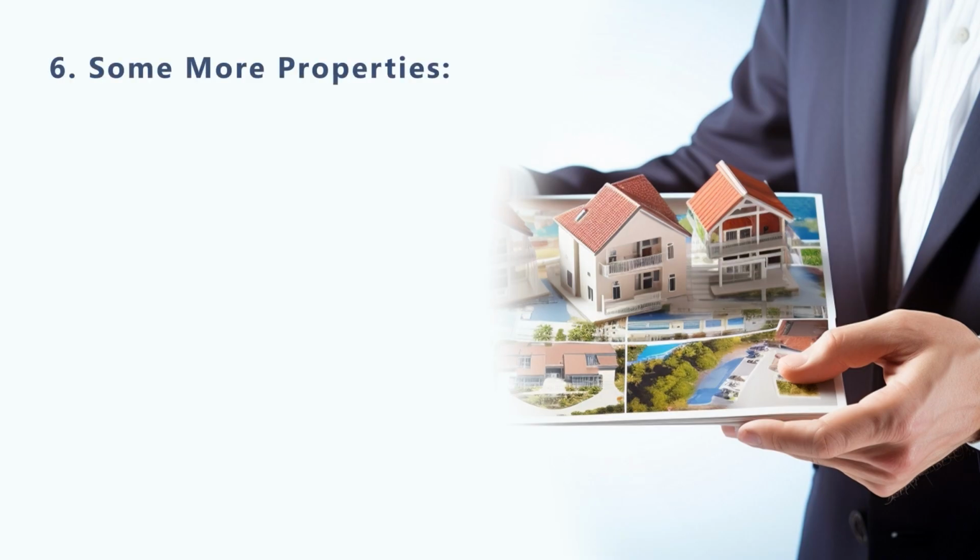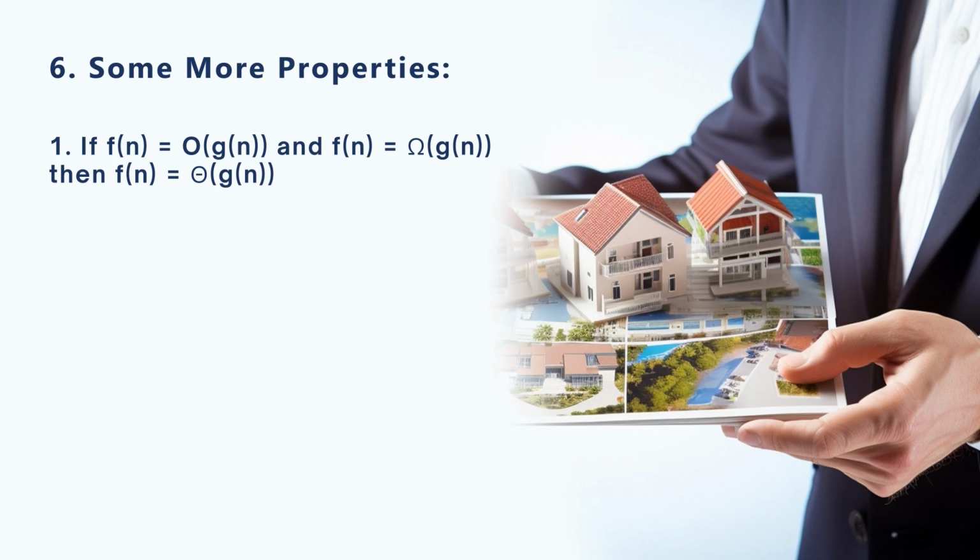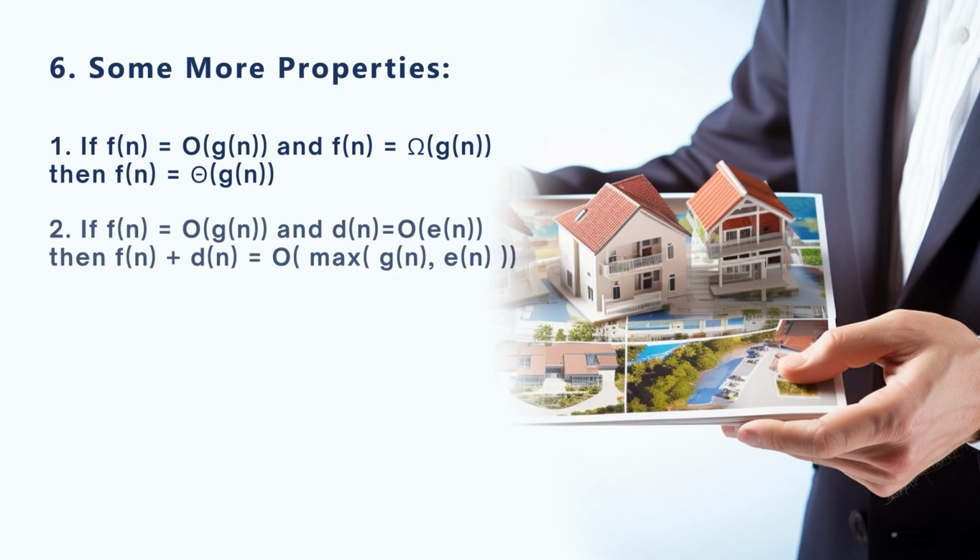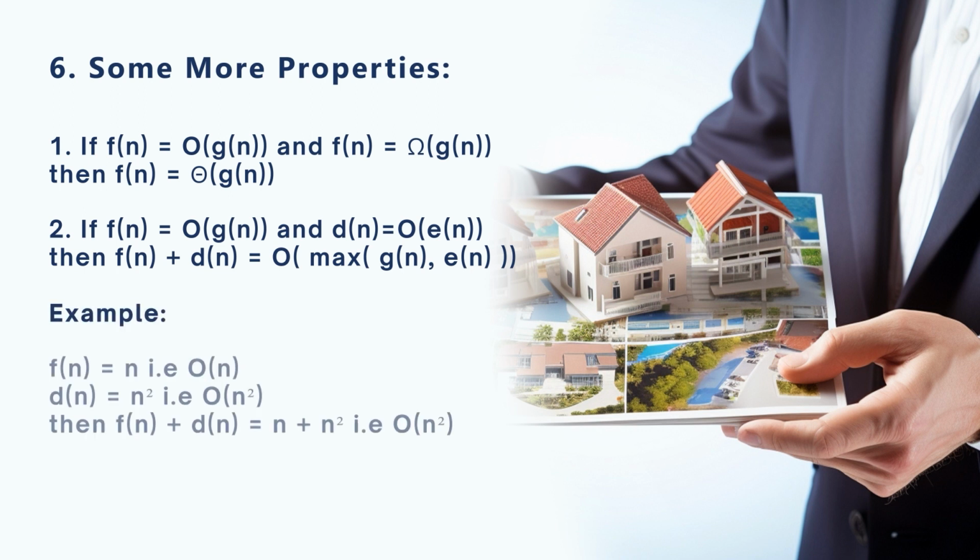Some more properties: if I say f(n) equal to big O of g(n) and f(n) equal to omega of g(n), then we can say f(n) equal to theta of g(n). We already discussed this in previous slides. If f(n) equal to big O of g(n) and d(n) equal to big O of e(n), then f(n) plus d(n) equal to big O of max of g(n) and e(n). Example, you can say f(n) equal to n, d(n) equal to n square. If you add f(n) and d(n), that is n square, and that is also big O of n square.